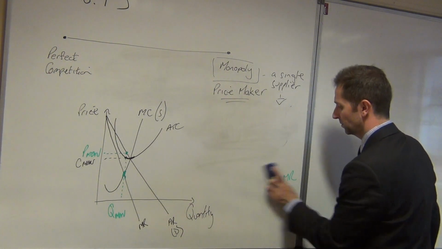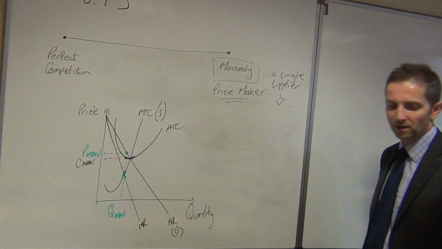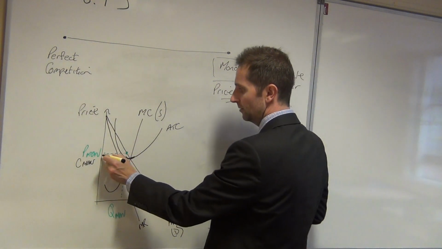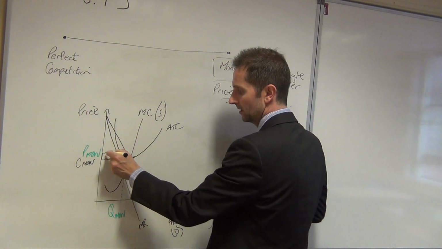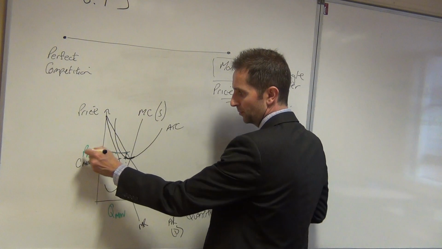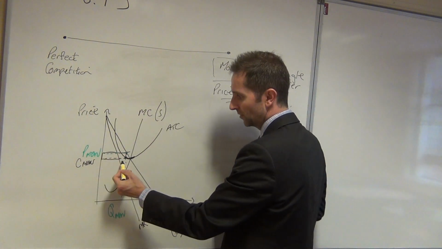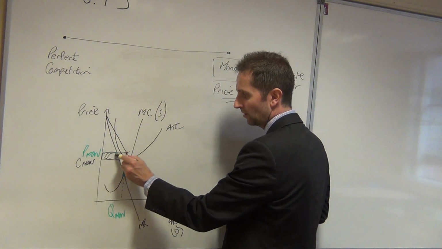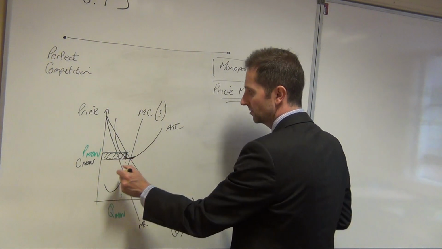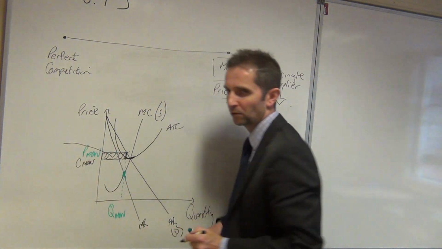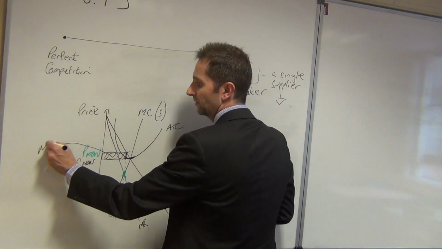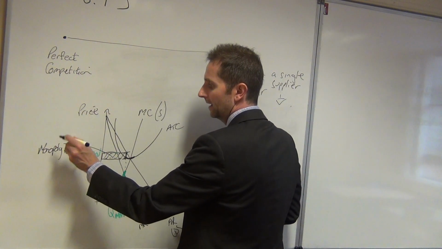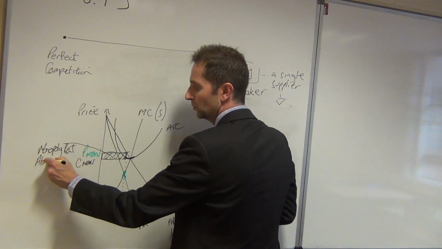So first things first, we can see the price, we can see the output. We can also see here we have a rectangular area where we have the price, which is of course the revenue, and we've got the cost. Price being greater than the cost, we've got that rectangle there. That is what's referred to as lots of different things, depending what textbook you're using. Sometimes it's referred to as monopoly rent. Sometimes it's referred to as abnormal profit.